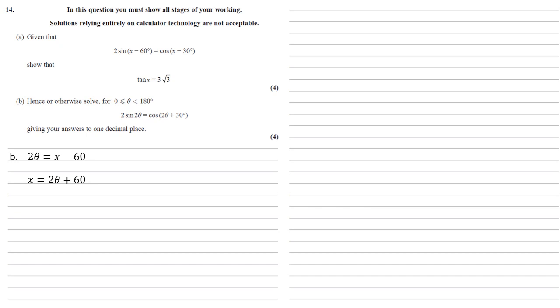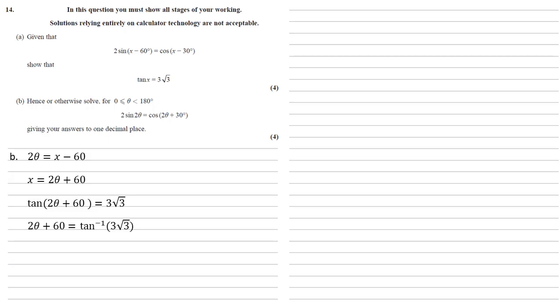If we substituted this into part A, if we had x minus 30, that would now become 2θ + 60 minus 30, which is also the 2θ + 30 that we've got in part B. So all that's happened here for part B is that we've replaced our x with 2θ + 60. Now in part A, we showed that tan x is equal to 3 root 3. This is a much easier equation to solve. So we can substitute our 2θ + 60 into that, and we're now going to solve this to get our answer. So 2θ + 60 is going to equal the inverse tan of 3 root 3.